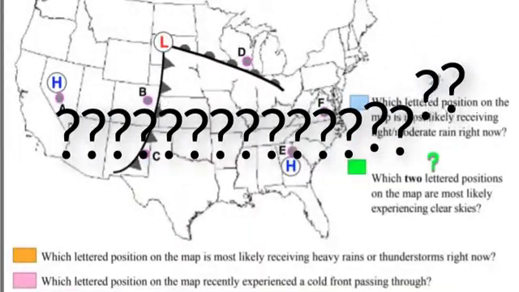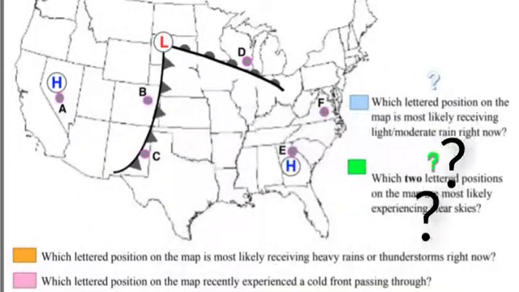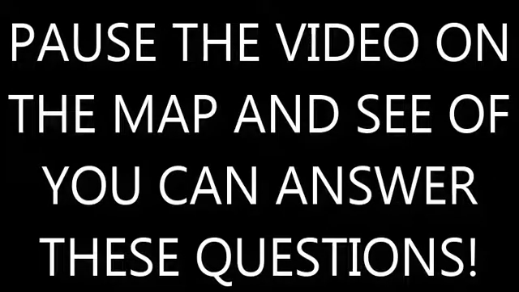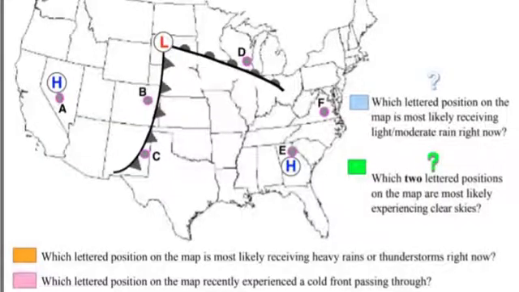So how do meteorologists use these symbols to predict the weather? Let's go through a few maps and see if you can see the patterns. Pause the video on the map and see if you can answer these questions. Okay, let's check your work.